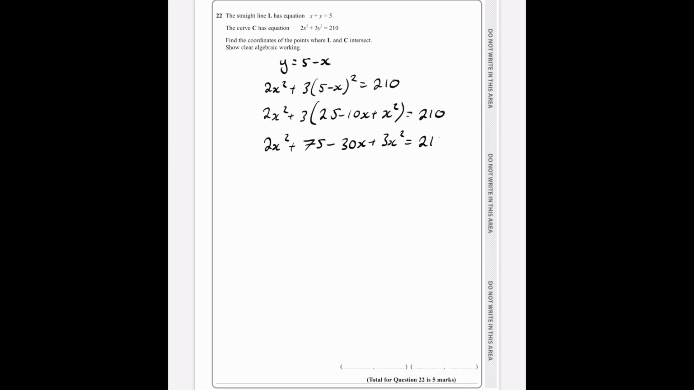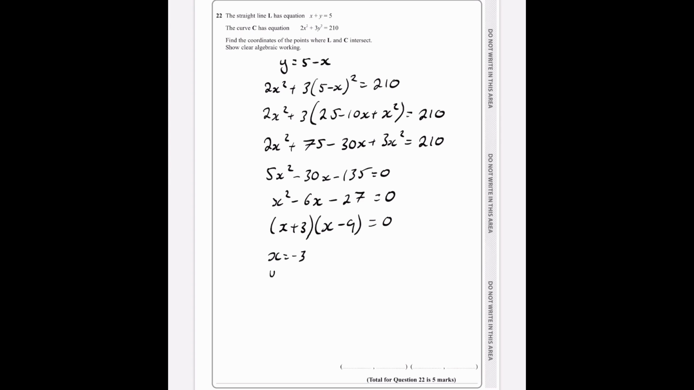And we're dealing with a quadratic equation here, so we want to create a 3-term quadratic equal to 0. Let's group together the x squared terms. We've got minus 30x, bring the 210 onto the left-hand side, and we have a 3-term quadratic equal to 0. Everything's divisible by 5, so I'll divide it by 5. That factorises quite nicely, but if you've used the formula or completed the square, that's absolutely fine too. Either way, you get x equals minus 3 or x equals 9, and the corresponding y values are going to be y equals 8 and y equals negative 4. So our coordinates of intersection are minus 3, 8, and 9, negative 4.